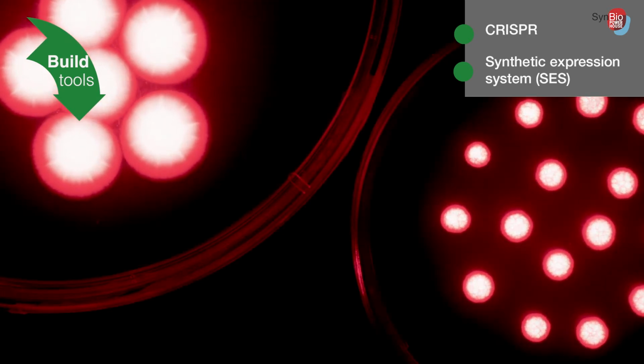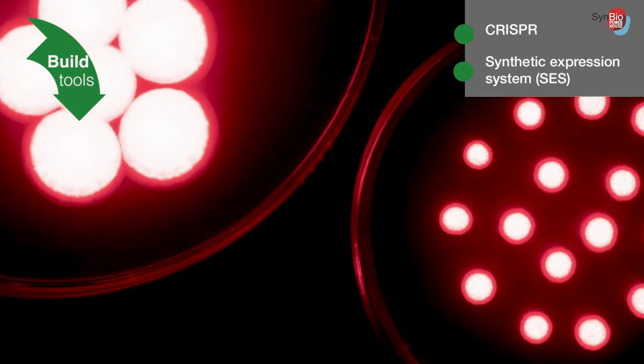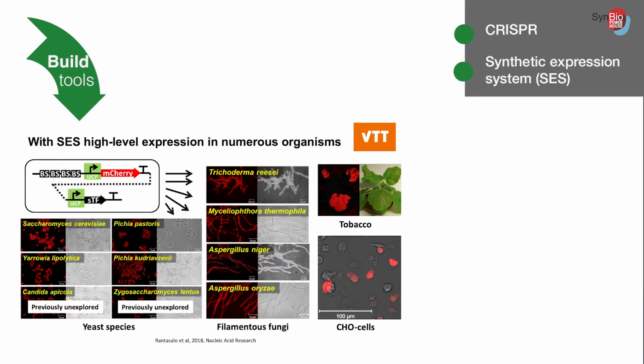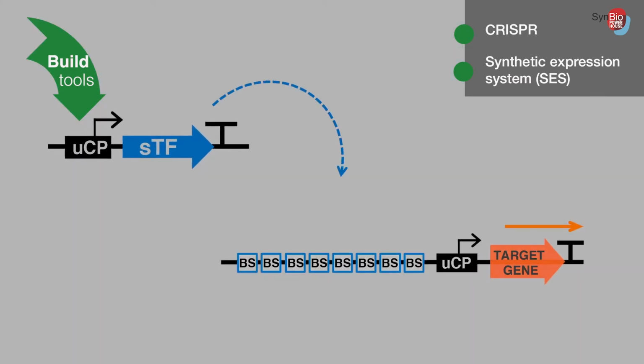At VTT, a fully synthetic expression system called SES has been developed for expressing genes in a huge variety of different eukaryotic hosts. We developed that expression system a couple of years ago with the aim to be able to express genes in diverse organisms without the need to use native promoters or native DNA parts of that particular organism. The core of the system is a universally active promoter element which enables the expression of all the subsequent parts of the system.